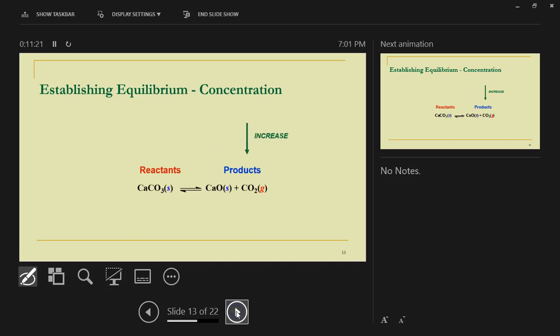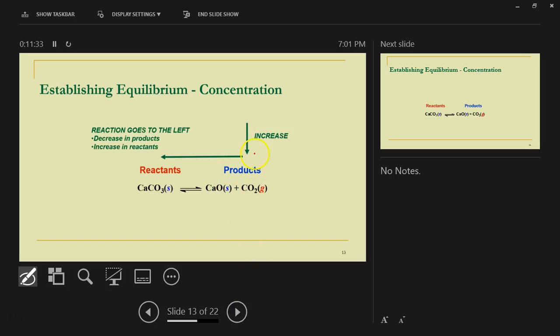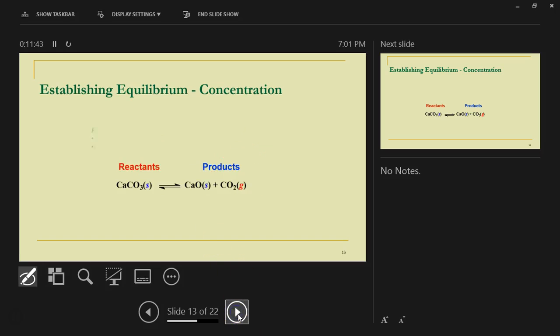All right, so what if I increase the products? Then this reaction is going to shift to the left in favor of the reactants because away from an increase, you increased again. So if you increase over here, the arrow gets pointed away from the increase. Okay, so what about if I decrease the reactant?